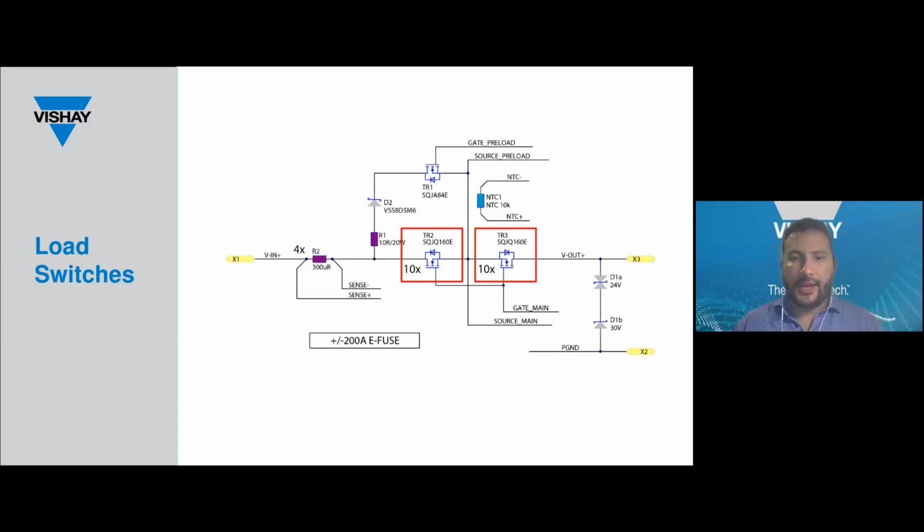Okay, so getting into the components. So who's handling all the switching of the high currents up to 200 amps that we have been discussing? Well, the answer is MOSFETs, which I highlighted here in the schematic. Please note that this is a bidirectional connection to handle the high load current. And since this is very high current, you can see here that we're using 10 of our Vishay power MOSFETs in parallel. The part number for our MOSFET is the SQJQ160E for each direction.